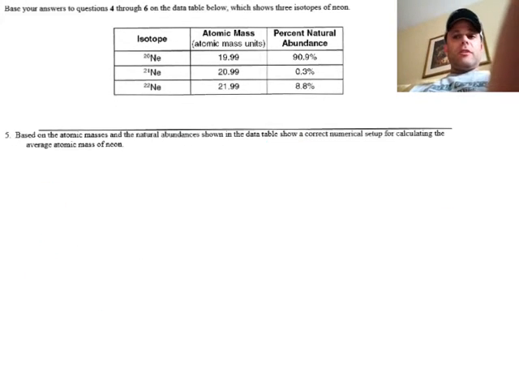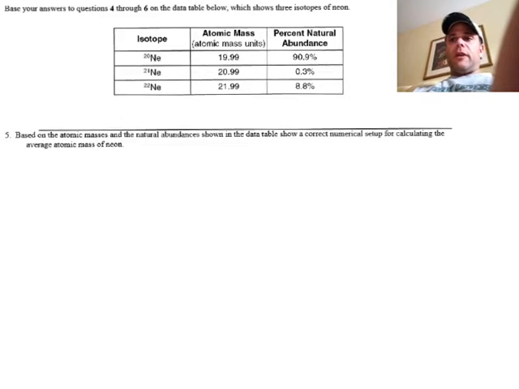Alright, number 5 uses the same chart and it tells you, based on the atomic masses and the natural abundances shown in the data table, show a correct numerical setup for calculating the average atomic mass for neon. Now, you do not actually have to solve this because it just wants to see the setup, but I'm actually going to go full board and solve it.